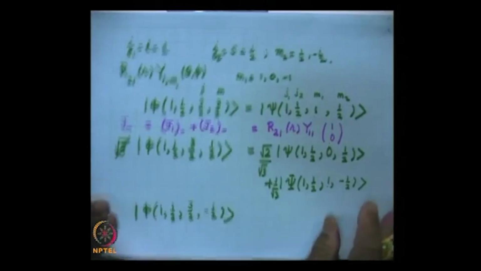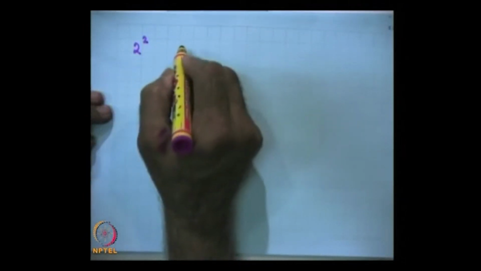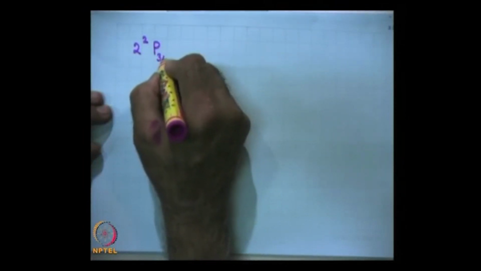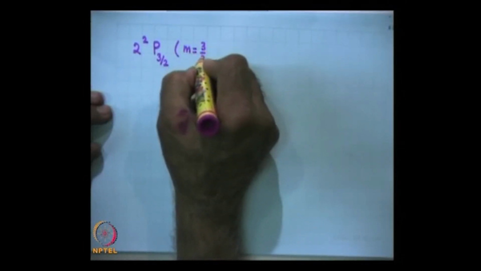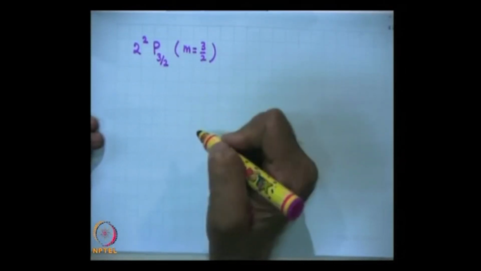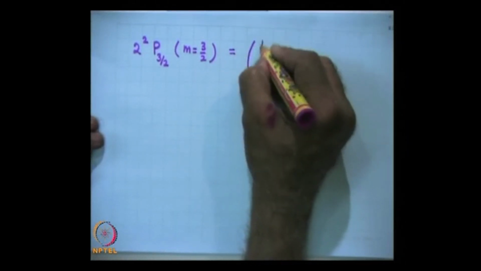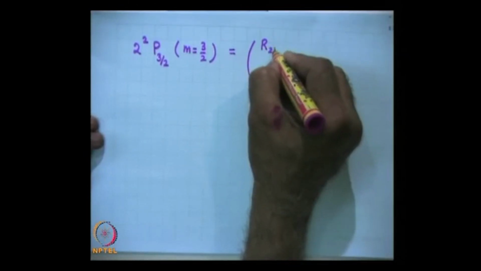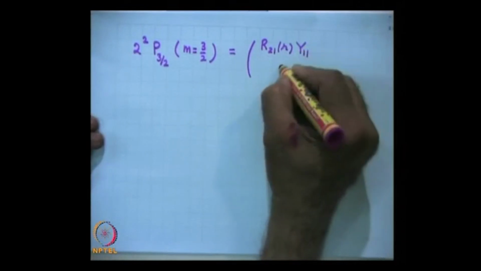So, therefore, the Pauli wave function for the n equal to 2 doublet, L equal to 1, that is P, and I have taken J equal to 3 by 2. For J equal to 3 by 2, M can have 3 by 2, half, minus 3 by 2. So this is known as the Pauli wave function R 2 1 of r, Y 1 1, 0.